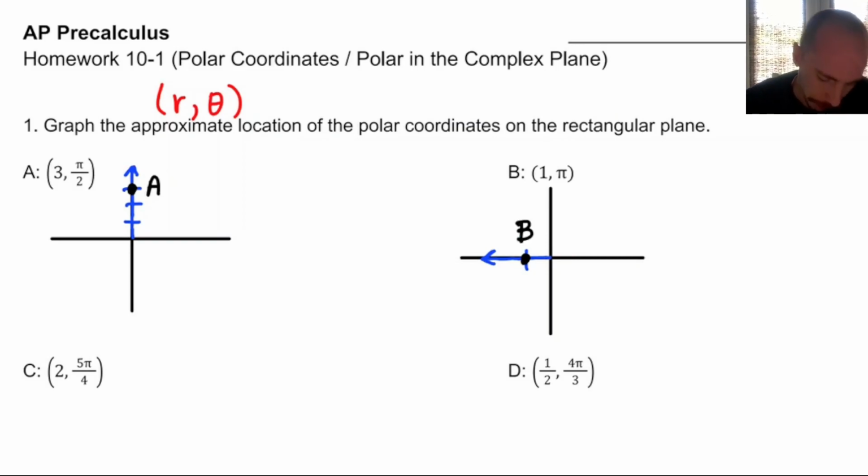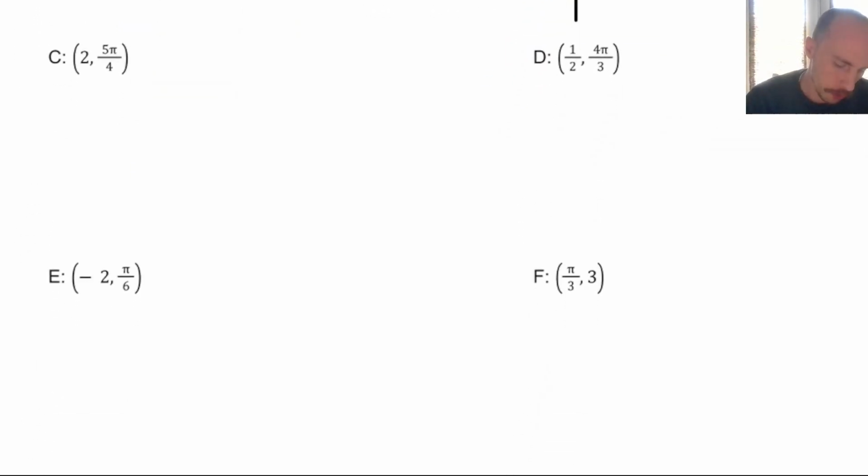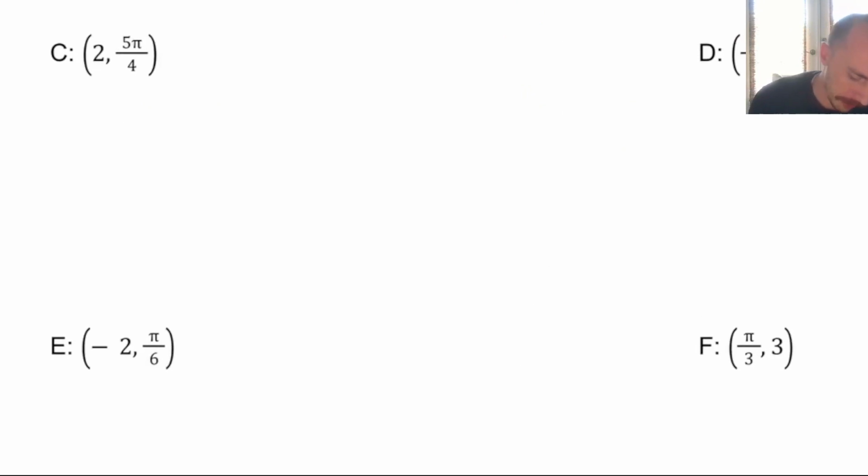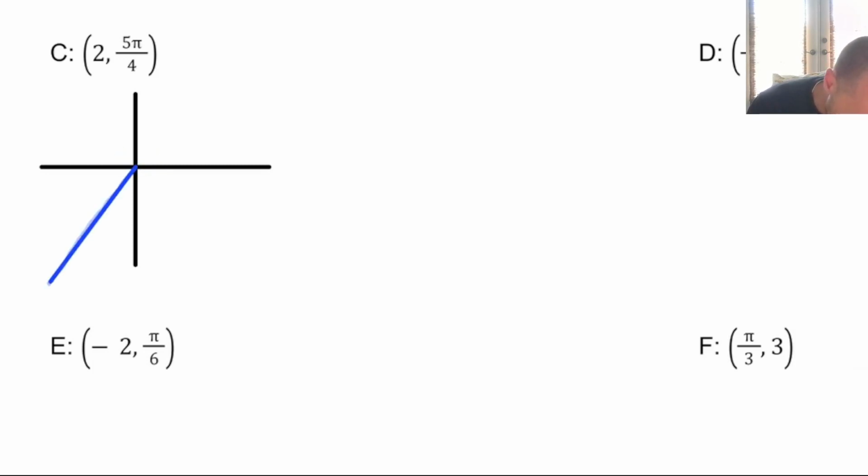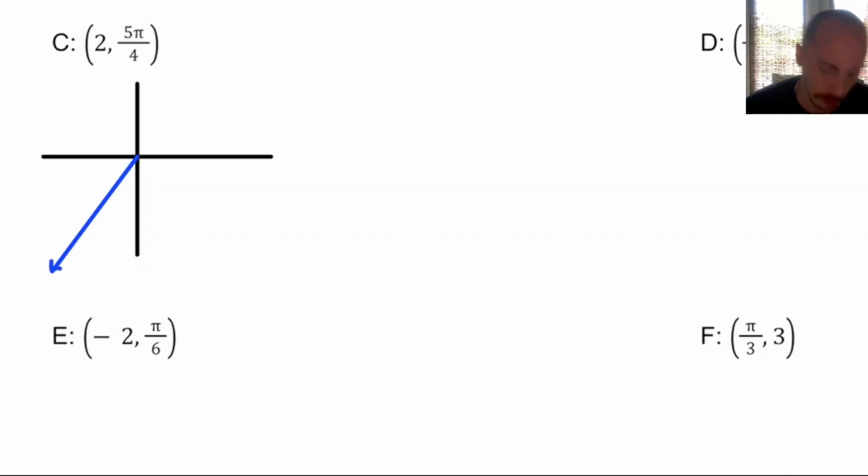With C, 2 units from the origin along 5 pi over 4. Well, 5 pi over 4 is bigger than pi by pi over 4, so it's going to be along that way. If that's a 45-degree angle, and it's just an approximate location, so that'll be fine. And then we're going to go 2 units away, which would probably be about there, and I'll call that point C.